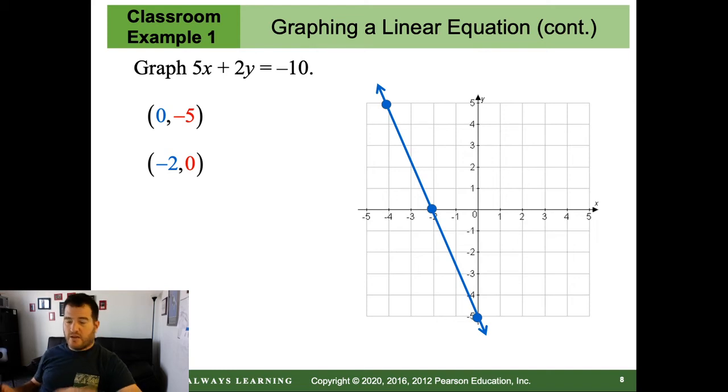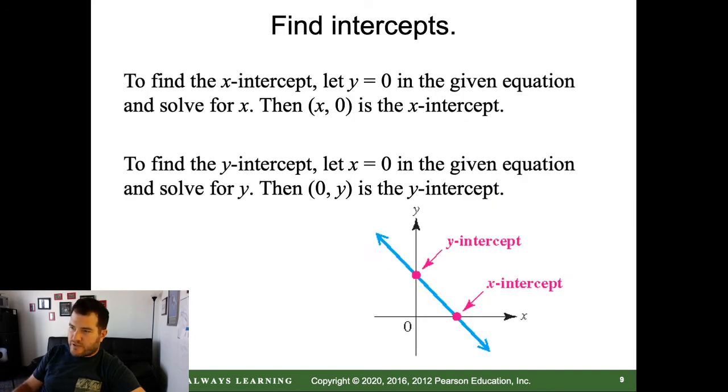Okay? So again, x equal to 0, solve it for y. Y equal to 0, solve it for x. Figure out what those ordered pairs are. Plot those 2 points. Connect with a line. So, what is it called when you make x equal to 0 and when you make y equal to 0? Those are what's called your intercepts. So the x-intercept is the part of your graph that intercepts the x-axis. So that's going to be right there.